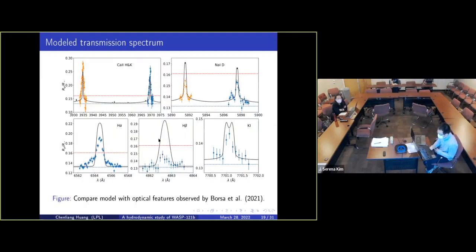For the optical features, I just picked a few strong features. For the calcium, the optical observation has a much higher resolution, so I don't need to do any convolution or binning; this is the original resolution. For calcium, you can see clearly the model is too narrow compared to the observation. The H alpha and H beta are actually too strong, and in the model you see the H alpha is quite a bit stronger than H beta.